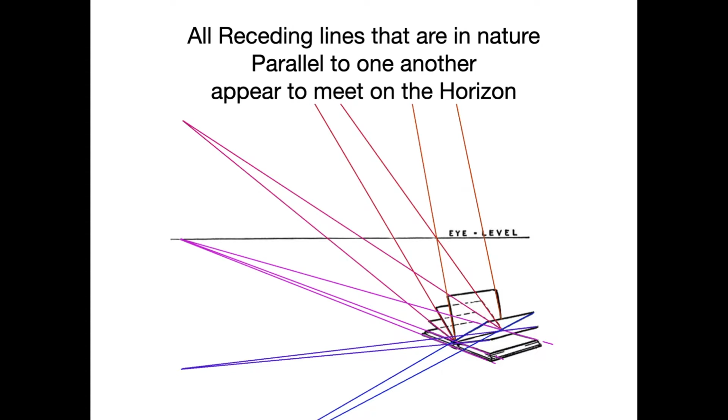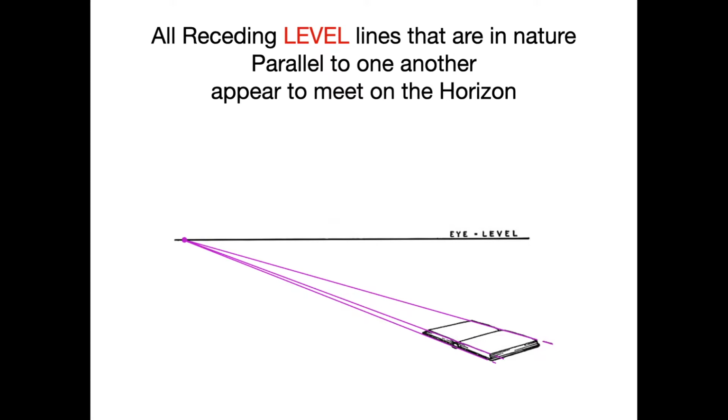So that means we need to amend our rule here. All receding level lines that are in nature parallel to one another appear to meet on the horizon. By level, I mean lines that are parallel to the horizon. All of the lines we've been talking about so far have been level. This book is sitting flat on the table. So the spine, the book cover, and the pages, they're all level to the ground. So that means they are receding to vanishing points on the horizon line.